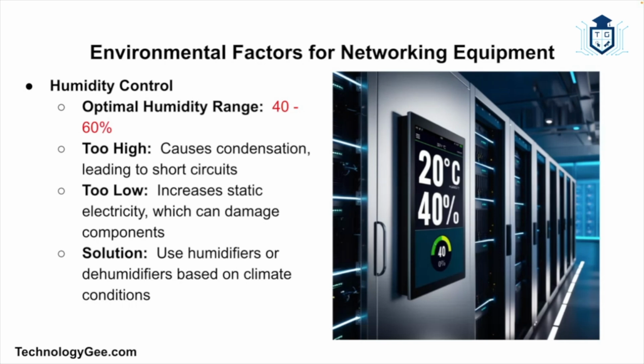The ideal humidity range should be about 40 to 60%. Now, if it's too high, this can cause condensation, which can lead to short circuits. If it's too low, this can increase static electricity, which can damage components. And so you also want to use humidifiers and dehumidifiers based on climate conditions.